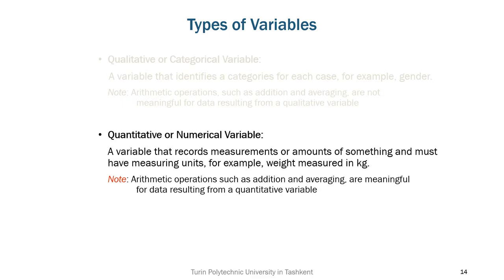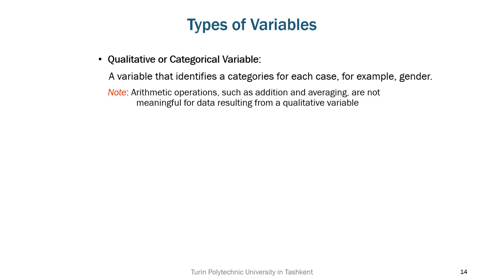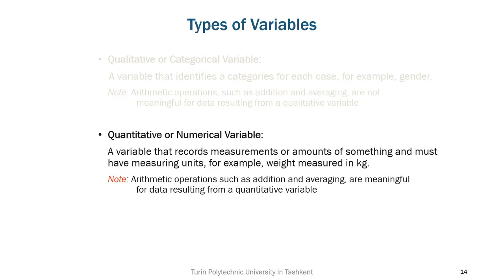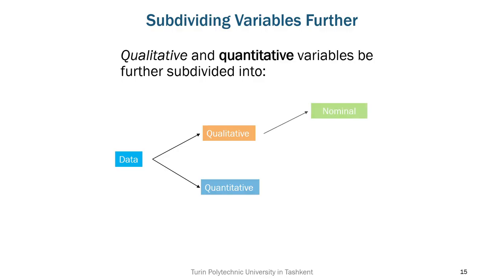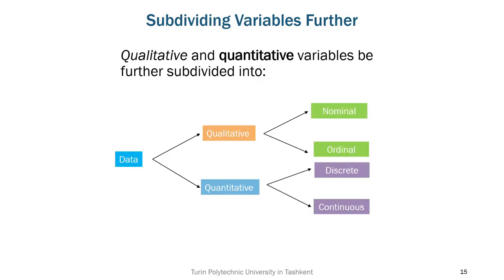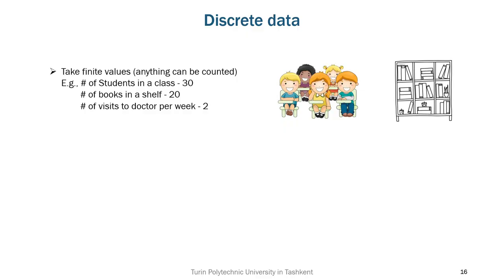Qualitative and categorical variables. We also have qualitative and categorical variables. Data can be very different. Data can have two types: qualitative and quantitative. Qualitative data is also grouped into two: nominal and ordinal. And quantitative also has two types: discrete and continuous.